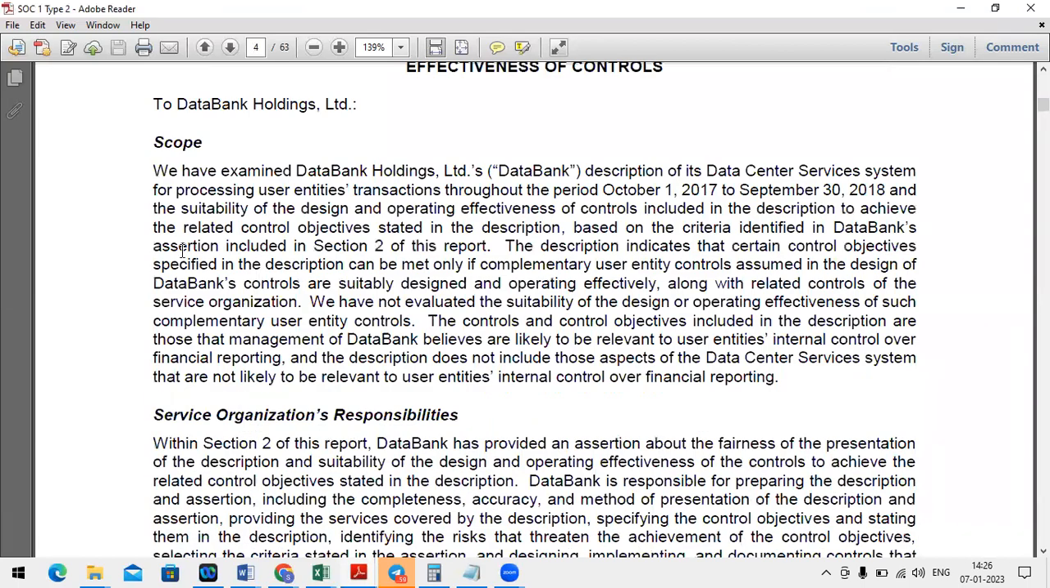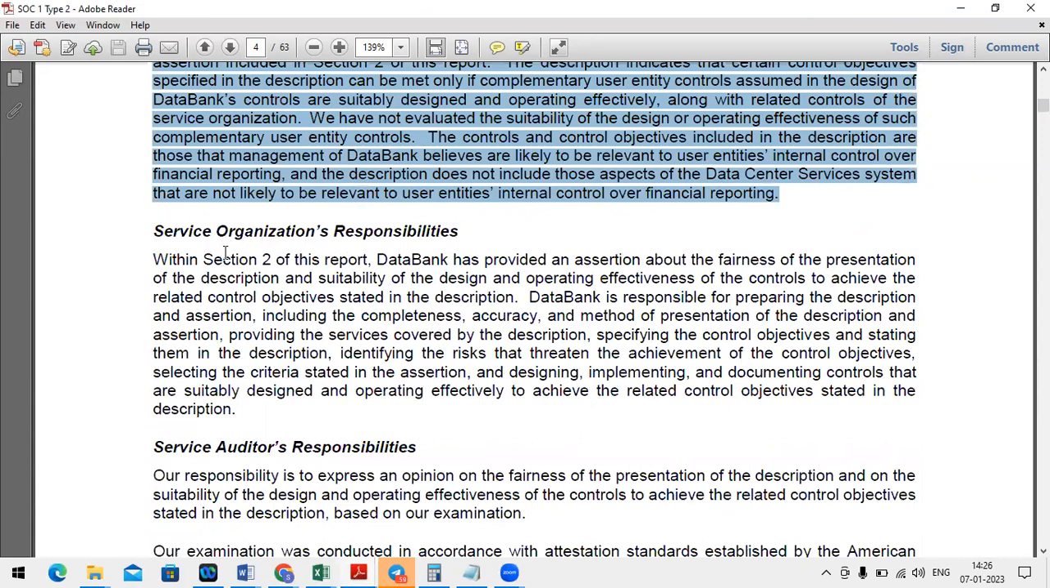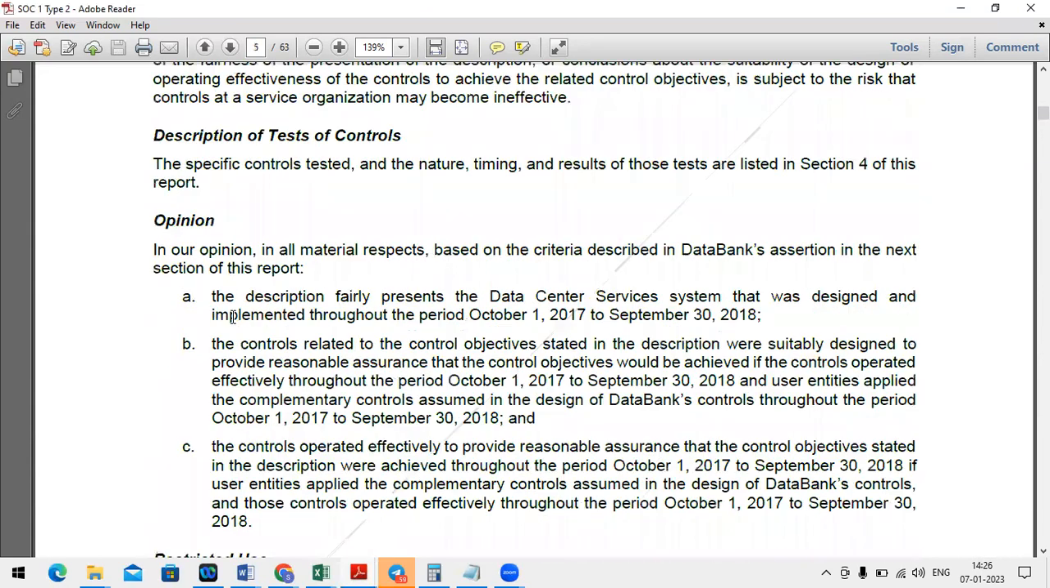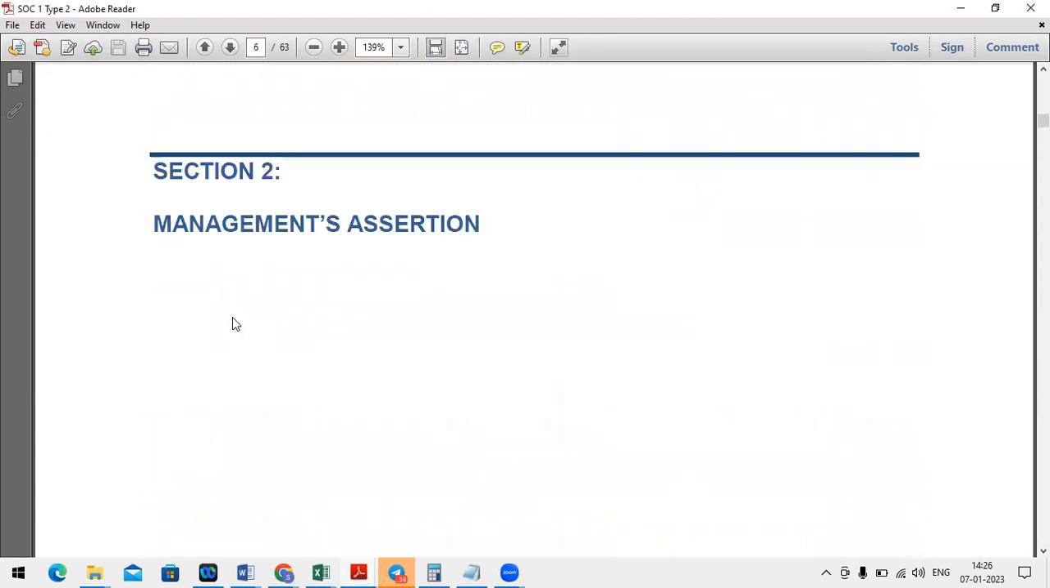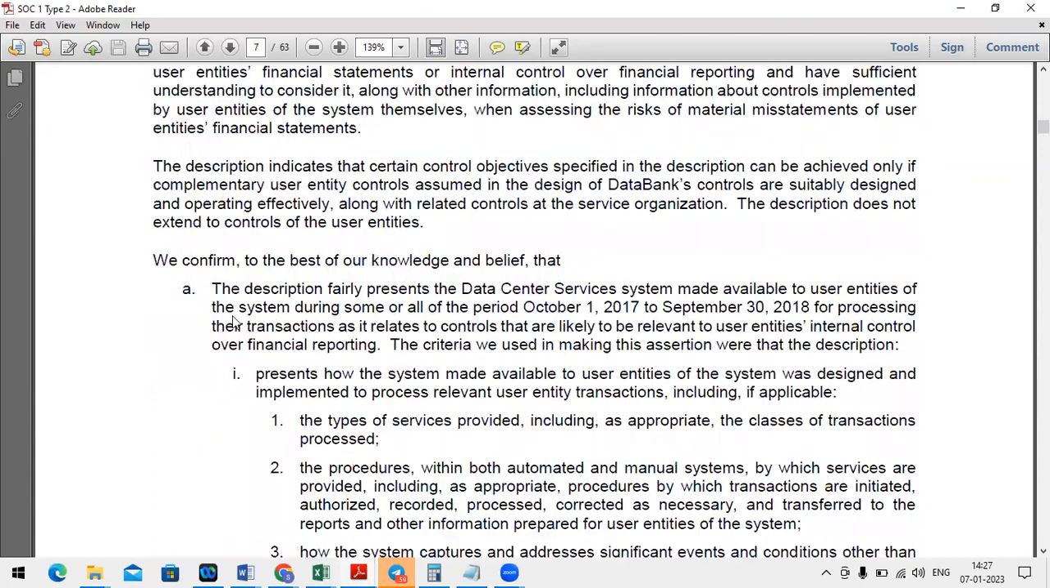user organization. Here, the service auditor of that organization provides his opinion about the service organization's responsibility. His opinion is provided on top of that. Then the management provides their opinion on that particular report.